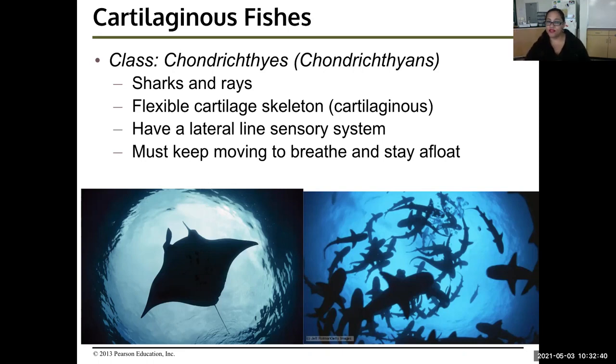And they must keep moving to breathe and stay afloat. So they don't actually technically sleep like us. They have to keep swimming. Water has to keep going through their gills or they'll actually drown, which is a weird thing to think about, but they have to keep swimming to be able to breathe.